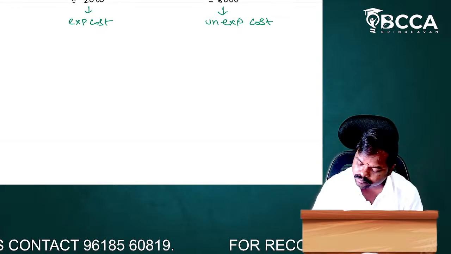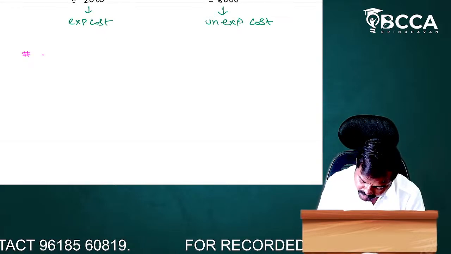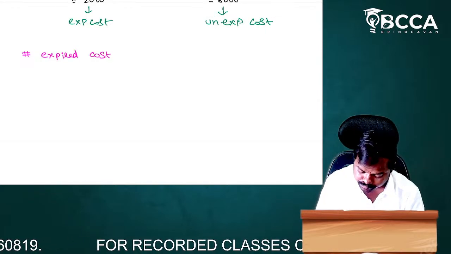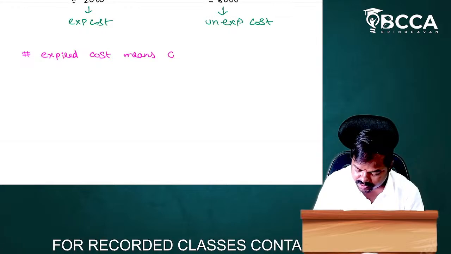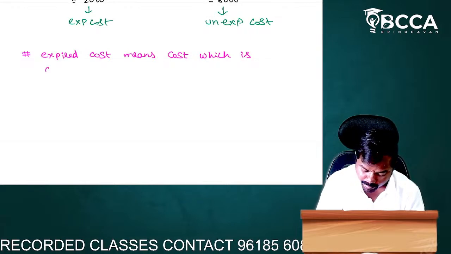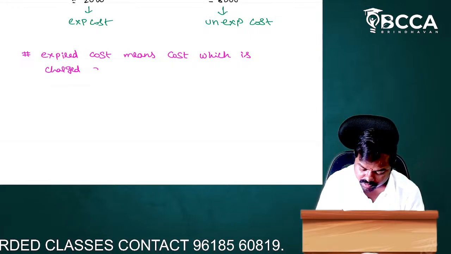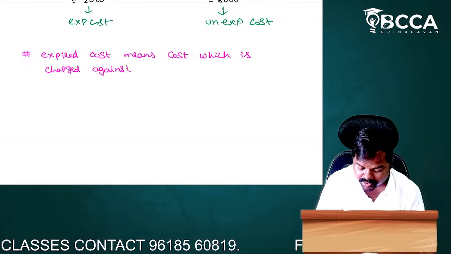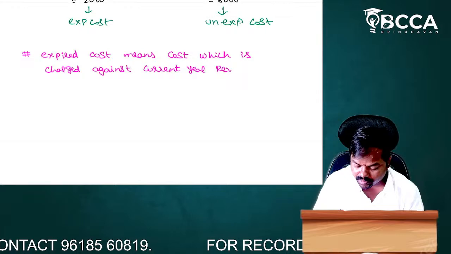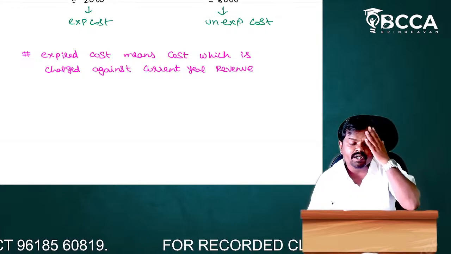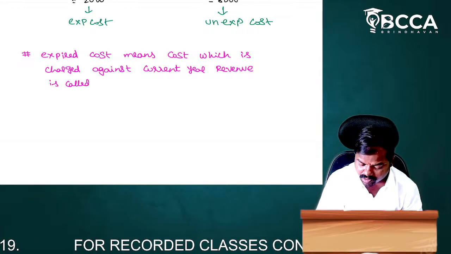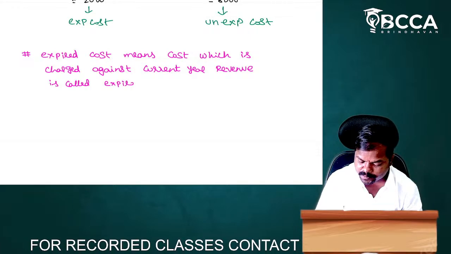So expired cost means cost which is charged against current year revenue. Which is charged against what? Current year revenue is called expired cost.